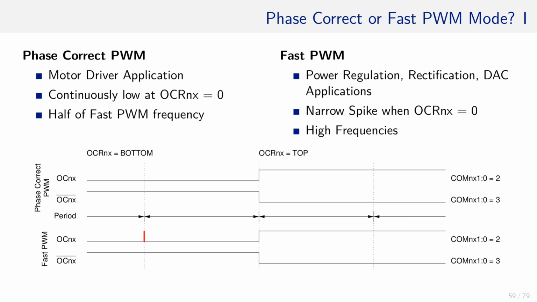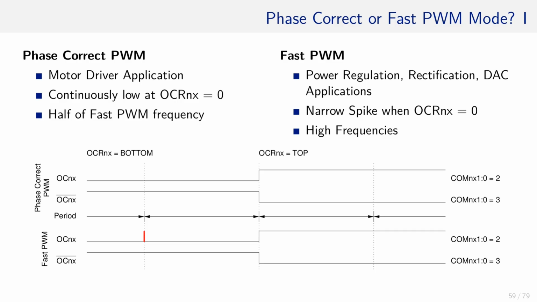So when should you use what mode? Phase correct PWM is designed for motor applications in which you have to control the revolutions. Another difference is that when OCRnX is set to the bottom, the pin does not generate anything but a constant high or low signal depending on the COMnX bit configuration.